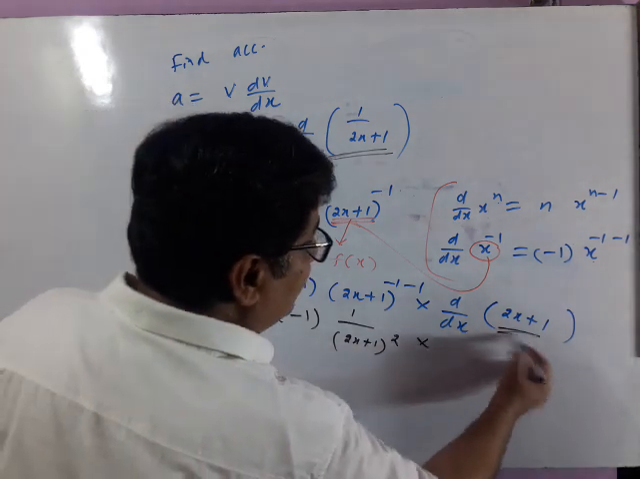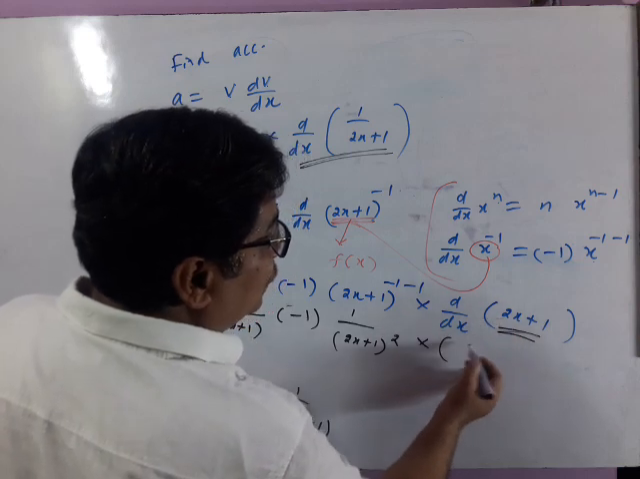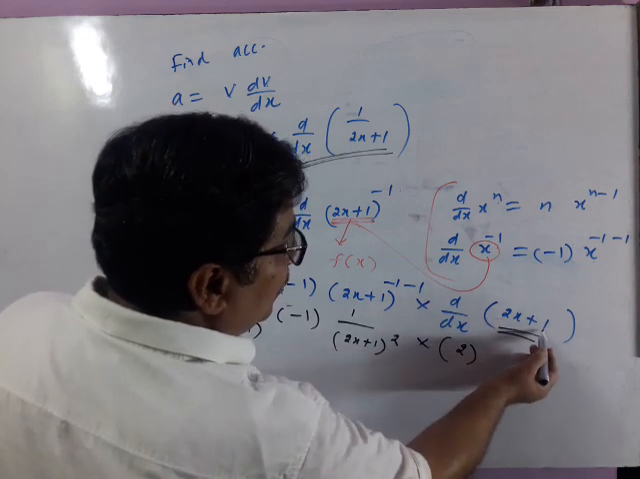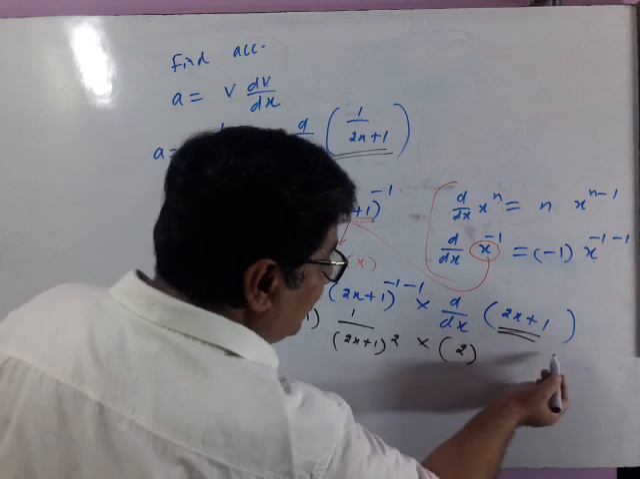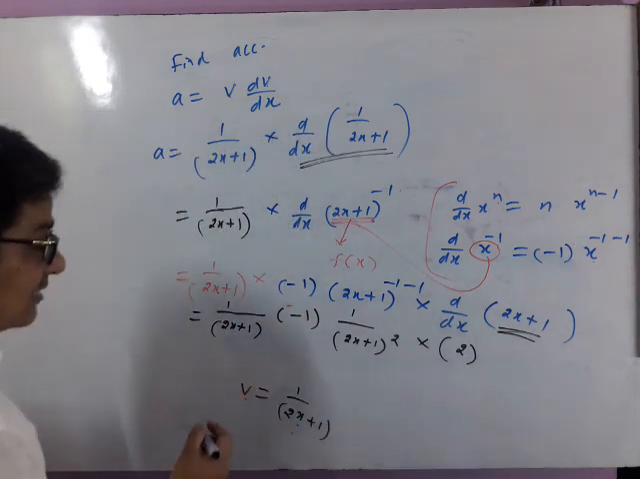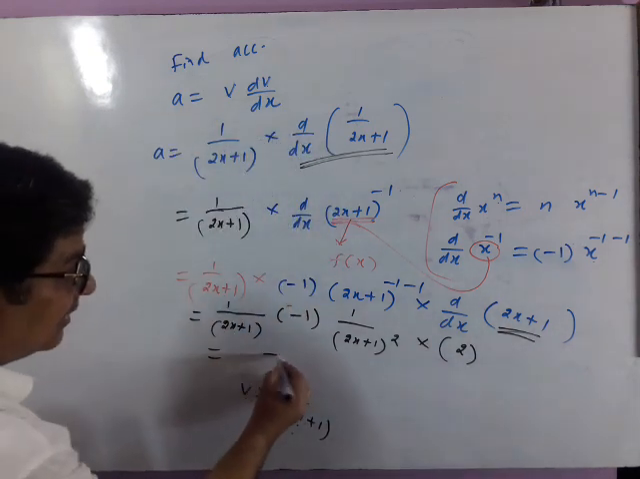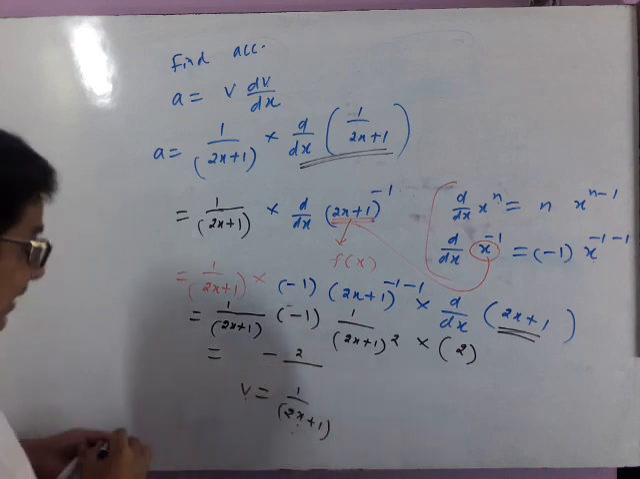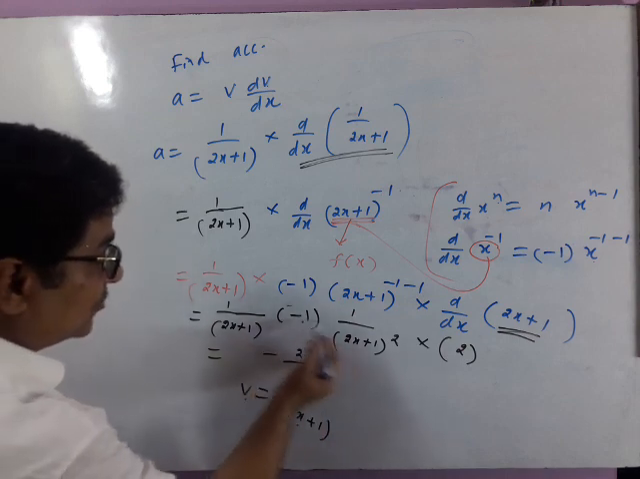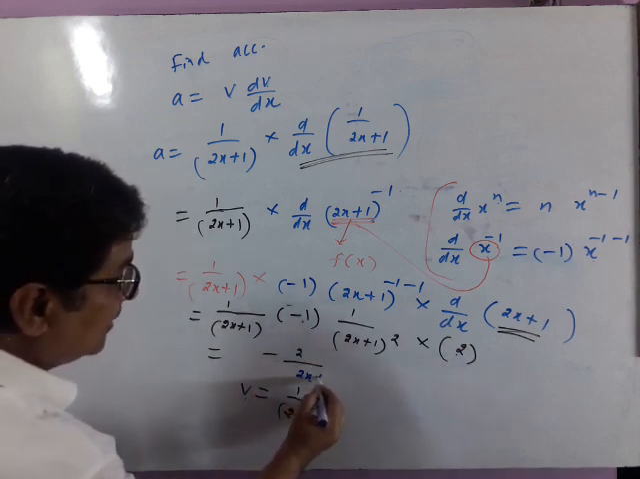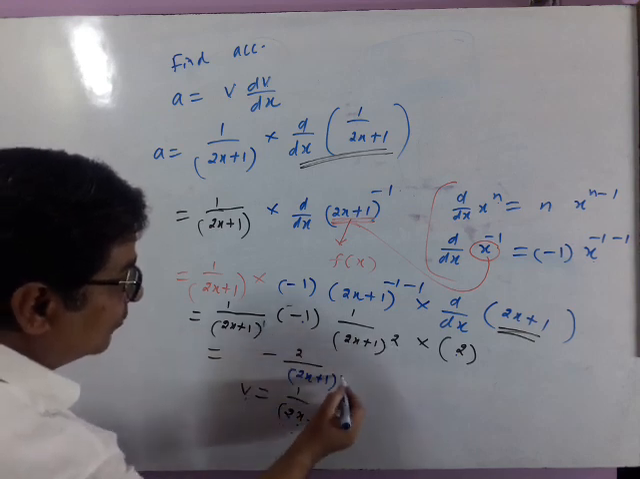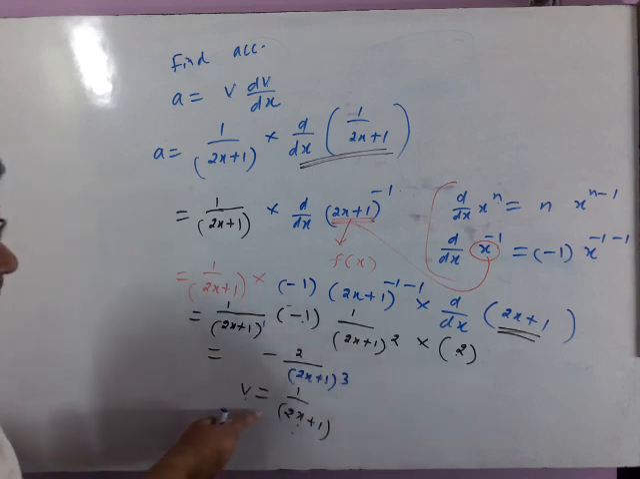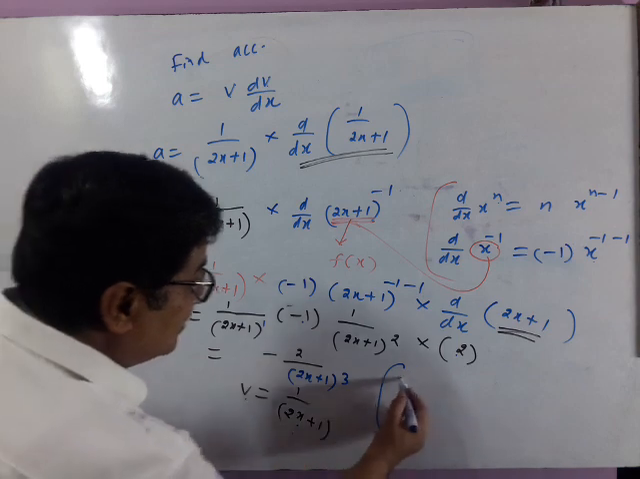Now differentiate this directly. Differentiation of 2x is 2, and for the constant 1, differentiation will be 0. So it is minus 2 divided by, see, minus 1 into 2, (2x + 1) power 2. It is the whole cube. See, I am not deleting this.